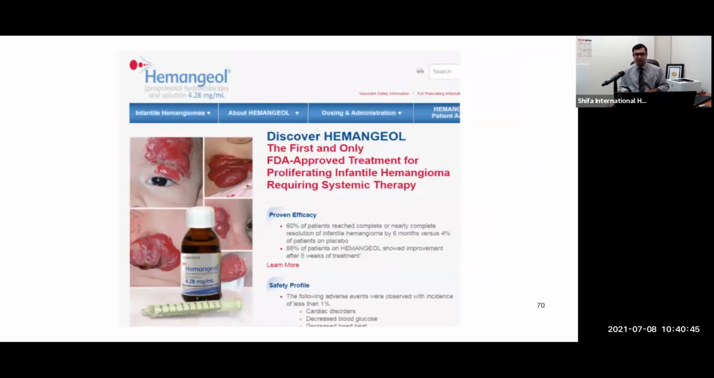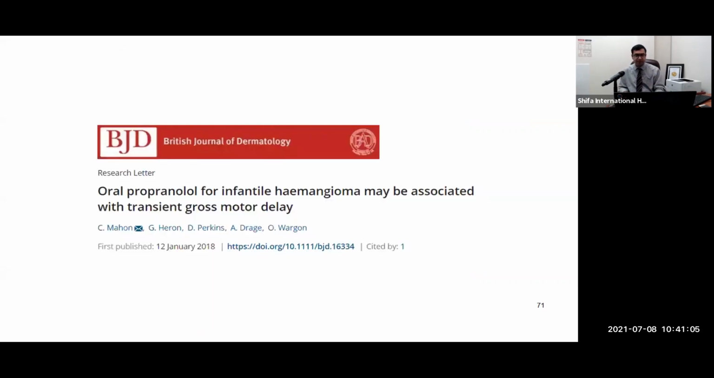Hemangiol, this is the licensed product. It's available in the States, hugely expensive, but locally you can compound it yourself. If you have a compounding pharmacy, ask them and they will arrange the propranolol solution. Here in Pakistan, remember, you have to shake it before giving it to the child, because the sediments settle down. So that's another practical tip. Now, one of my colleagues, when I finished my fellowship, she started it, Caroline Mahon. She's now in Australasia, and so she presented this and did the research letter.